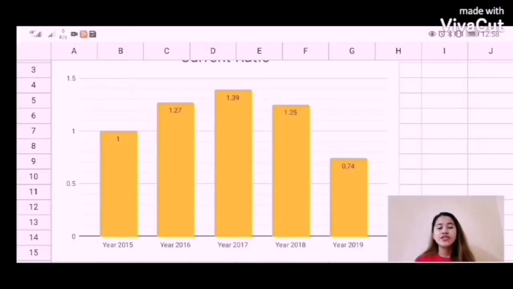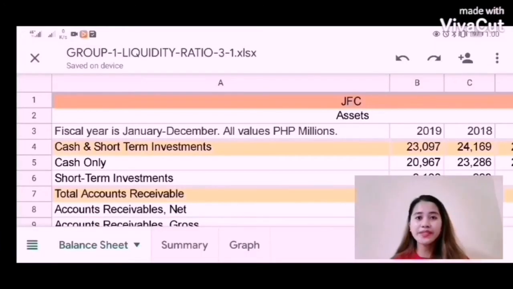Looking at the graph, JFC's current ratio is increasing from 2015 to 2017. However, it had a slight decrease in 2018 and had a huge decrease or drop in 2019. To know what caused these changes, we need to examine JFC's balance sheet. Comparing 2018 and 2019 values is important to know what caused the huge decrease in 2019's current ratio.